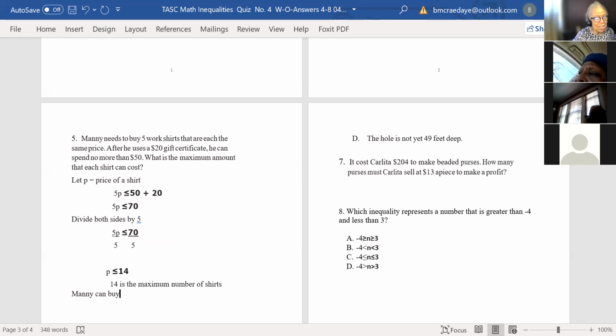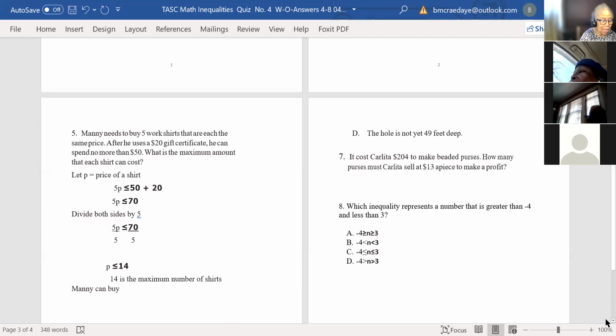If each shirt costs $15, he can only buy 4 because 4 times 15 is 60, right? Yes, 60. So he couldn't buy 5. 5 times 15 would be 75. That's right.